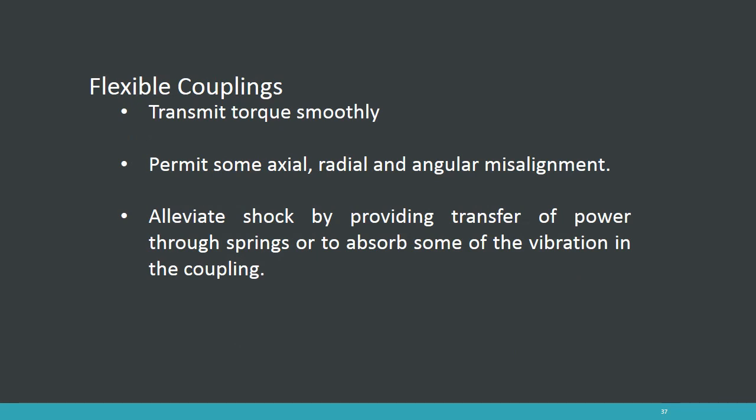The other kind of couplings is the flexible couplings. It's used to transmit torque smoothly, and it permits some axial, radial, and angular misalignment, and also it alleviates shock by providing transfer of power through springs, or to absorb some of the vibration in the coupling using flexible elements.